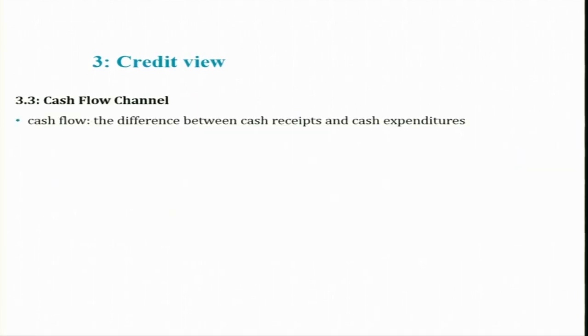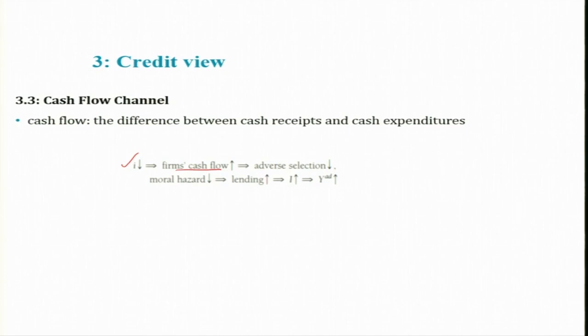Cash flow means the difference between firms' cash receipts and cash expenditure. Here, with expansionary monetary policy, when the rate of interest decreases, firms' cash flow increases. You know why? Because the nominal rate of interest is decreasing. When the rate of interest decreases, you can see that the payment, the debt burden of the firms, decreases. That means an improvement in the firms' balance sheet because it raises cash flow.